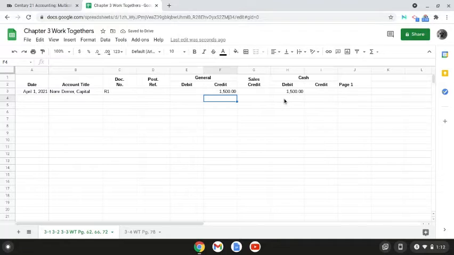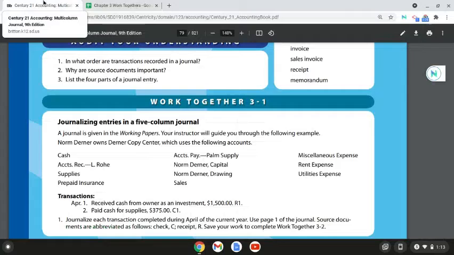Now, for this transaction, if you remember from when I read over the text in Chapter 2, we have an increase for both of these accounts. Since cash is an asset, it has a normal debit balance. So it increases by a debit and decreases by a credit. Whereas on the flip side, the owner's capital account, which in this case is Norm Durner Capital, is part of owner's equity. So it has a normal credit balance. So it increases by a credit and decreases by a debit. So that was the first transaction.